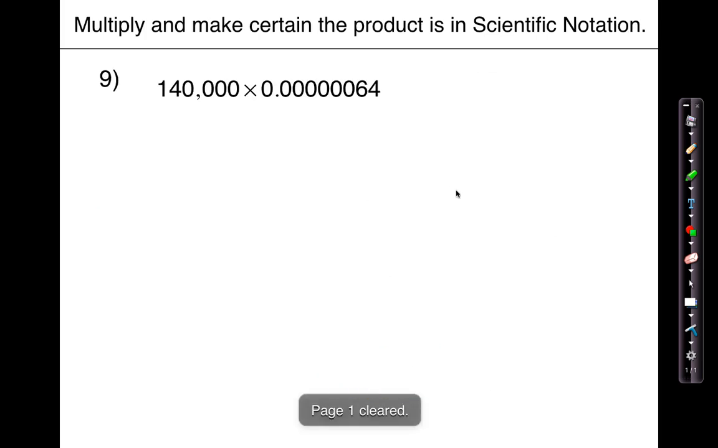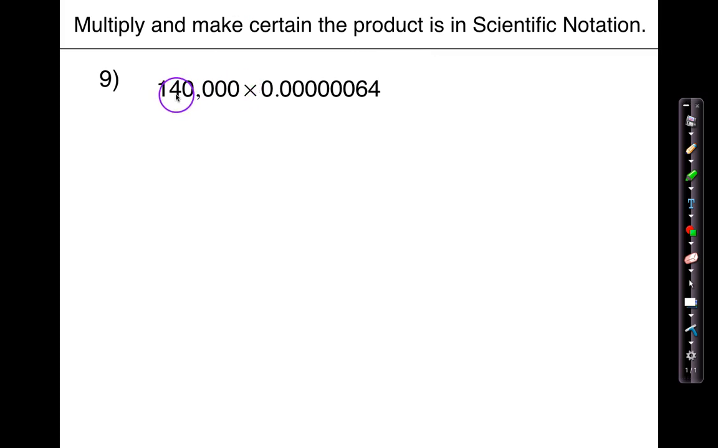Okay, so now, for number 9, what do we do in a case like this? They're both in standard form. Do you really want to multiply the numbers out in standard form? I hope not. It's not wrong, but it's definitely going to be tedious because you're going to be multiplying a lot of zeros, etc. So let's go ahead and turn it into scientific notation.